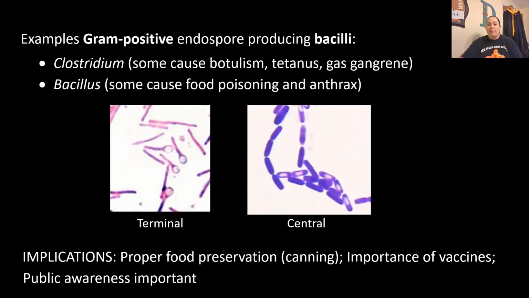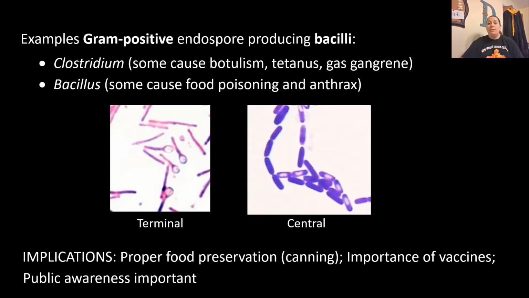Some examples of endospore producers: here we have gram-positive endospore-producing bacilli. This is like Clostridium. Clostridium causes botulism, tetanus, and gas gangrene. Lots of things you do not want. Botulism releases a toxin that causes your muscles to relax. We actually use this for Botox. They use the toxin from Clostridium to do Botox. The issue is if you have the bacteria, it keeps making the toxin, and it's not so much of an issue until it gets to your diaphragm and then you can't breathe because it can't contract.